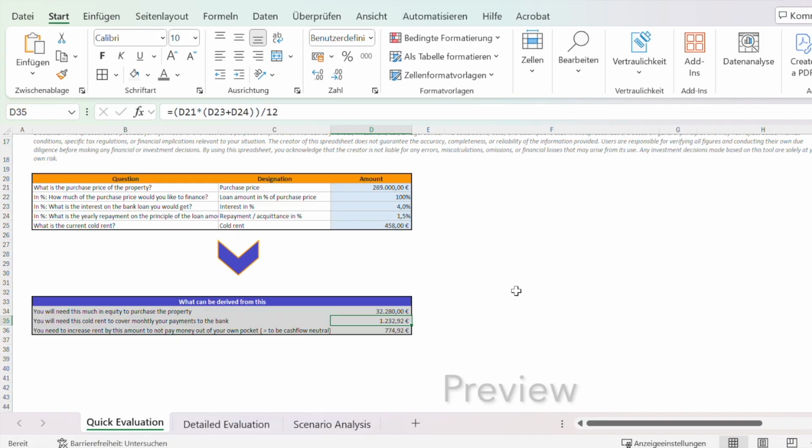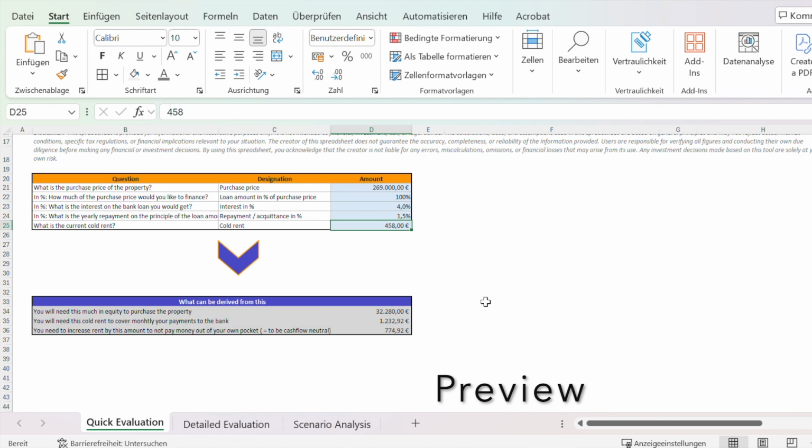You will need these 1,200 euros to get to a cash flow of 0. However, you only have 458 euros, which you get in cold rent. So you already know by now, just by typing in a few of these numbers here, that you have a deficit of at least 700 euros per month. So this is really probably not going to work out for you.